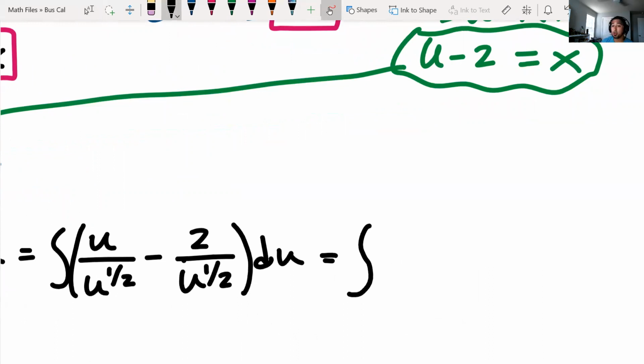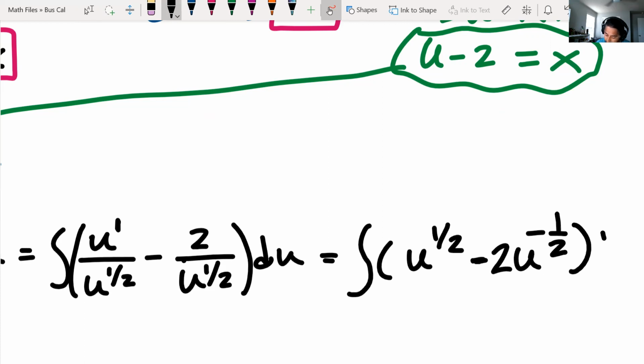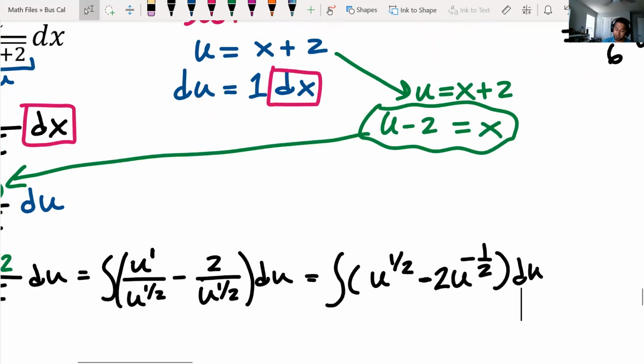So u over u to the 1/2. Remember that if you have the same base, you subtract your exponents. Well, 1 minus 1/2 is 1/2. So that first term becomes u to the 1/2. Minus, and then on the second term, all we're going to do is take this u to the 1/2 and flip it up using the negative exponent rule. So we get minus 2 u to the negative 1/2 du. Everybody good with that manipulation so far?